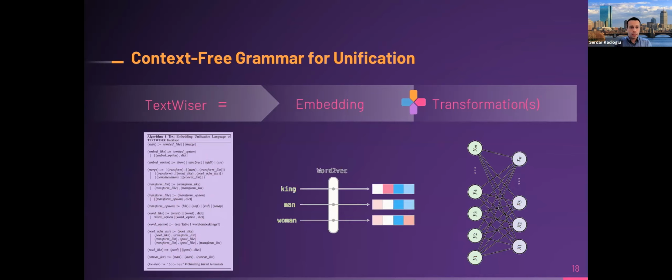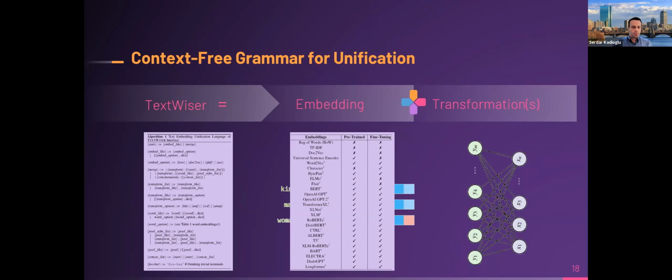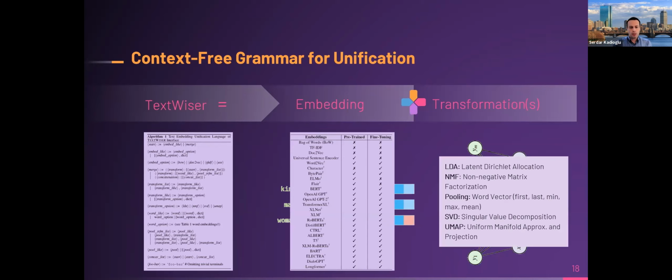And the formula is quite neat. Textvisor equals embedding plus zero or more transformations. So you take an embedding, and on top of that, you can apply a transformation, meaning some dimensionality reduction. In terms of embedding, there are more than 25 embeddings in there, anything from GPT-2 to Transformer-XL and BERT-like models. And in terms of transformation, we have LDA, NMF, and a number of other transformation methods in that. So you can combine these together. And in fact, you can build arbitrarily complex ones by concatenating these different embedding plus transformation combinations one after the other.